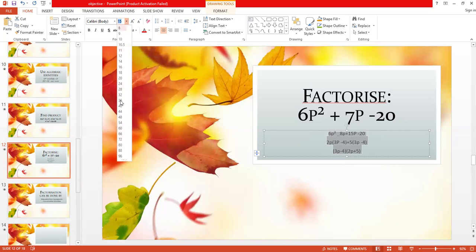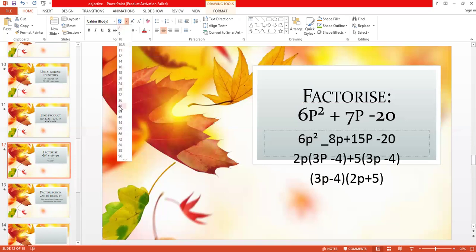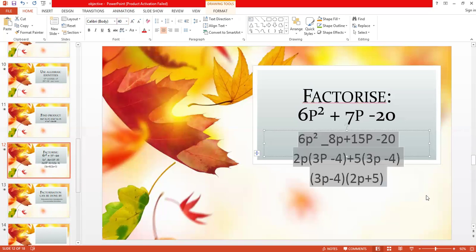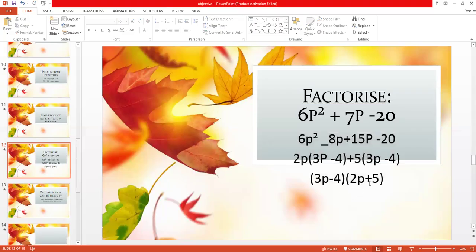I have to change the font size so it becomes visible for you. Okay. I think now it is clear to all how we have to factorize: 3p minus 4, 2p plus 5. 15 and 8 times 120, and when we separate, we will get plus 7. We have to put the sign of the greater number.